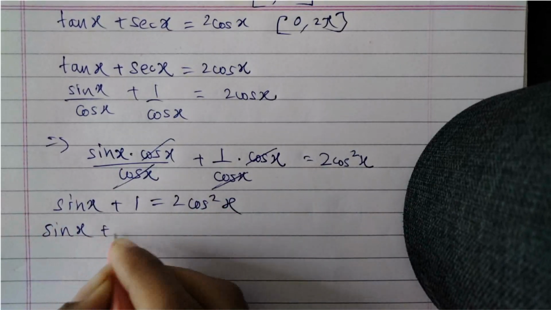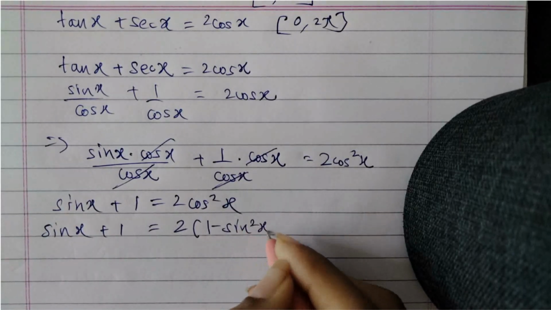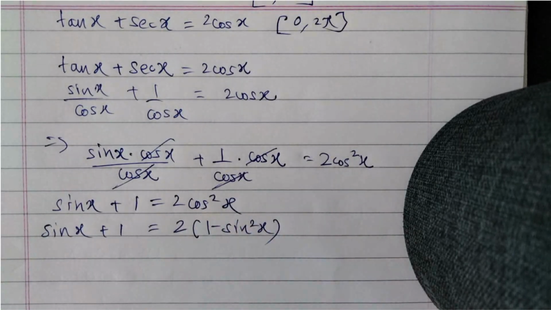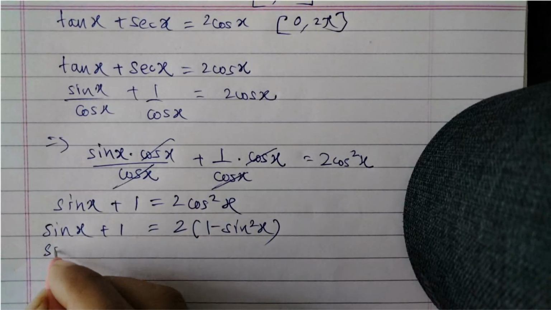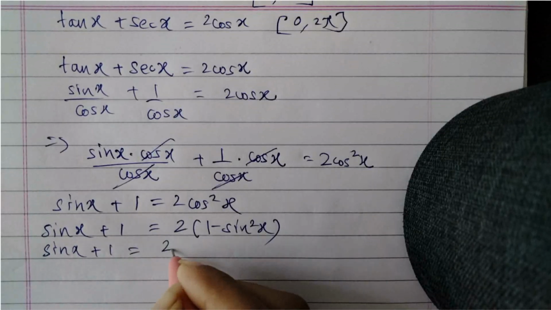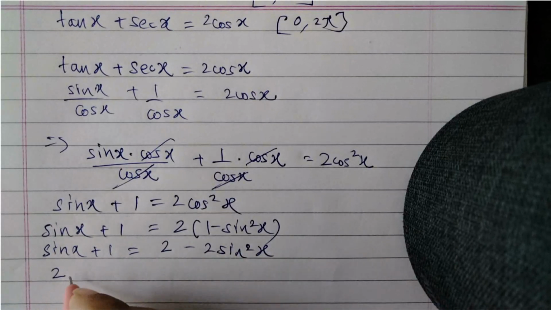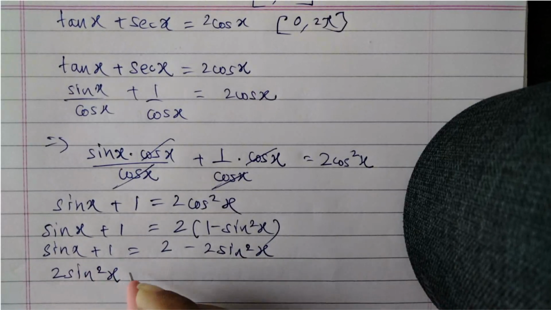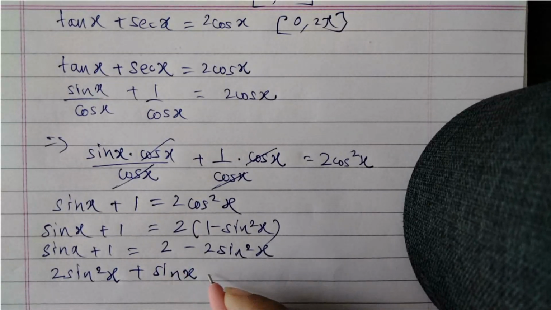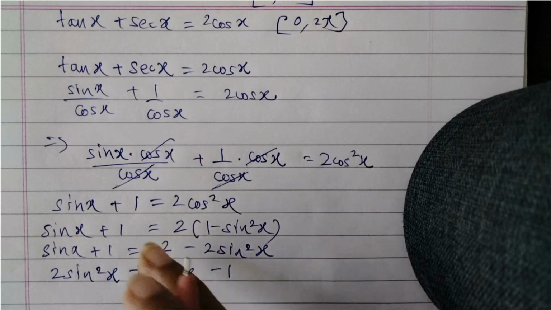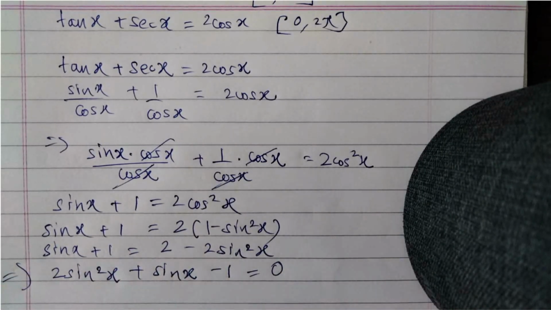Sin x plus 1 is equal to 2 cos square x, and cos square x can be written as 1 minus sin square x, because sin square x plus cos square x is equal to 1, right? So we can write this as sin x plus 1 is equal to 2 minus 2 sin square x. So bring it to the LHS: 2 sin square x plus sin x minus 2 plus 1, which is minus 1, equal to 0. So now let us solve this.